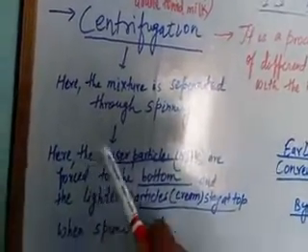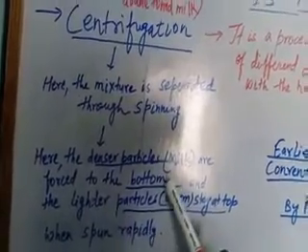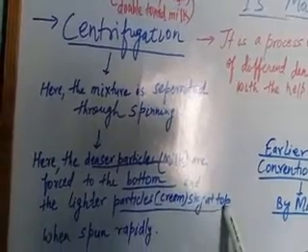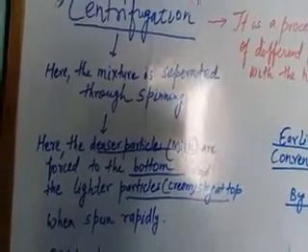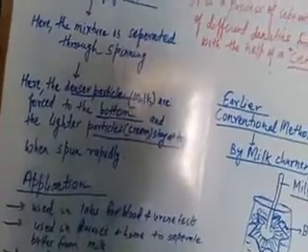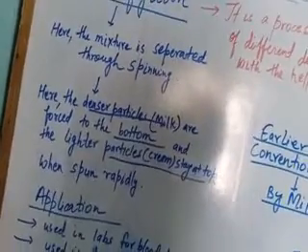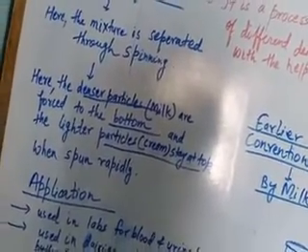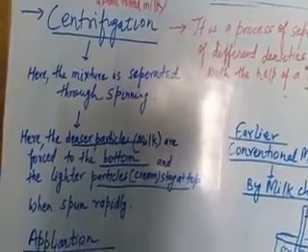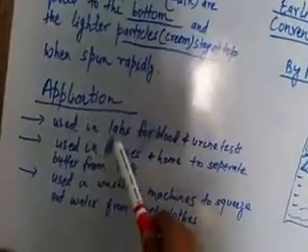So during the spin, what happens? The denser particle, that is milk liquid, is forced to remain at the bottom, and the lighter particle, that is cream, stays at the top or floats at the top when spun rapidly. There are different types of centrifugation machines available in the market. For separating different components of blood, we use a different centrifuge machine. For separating butter from milk, we use a different centrifuge machine. So there are various applications, as I told you before.